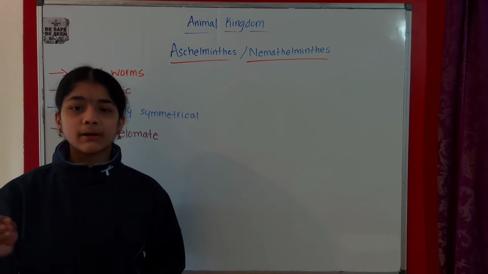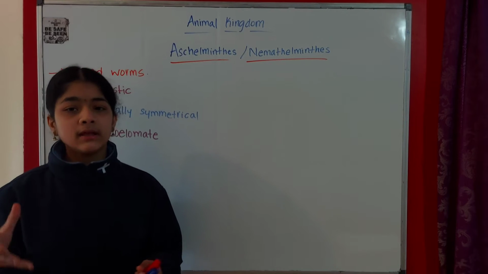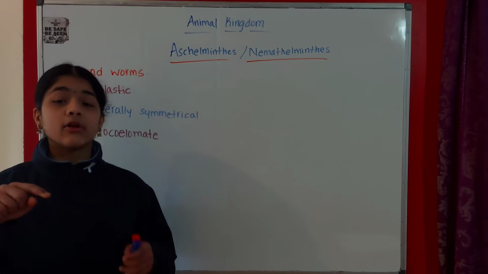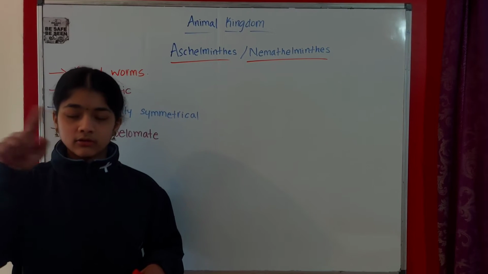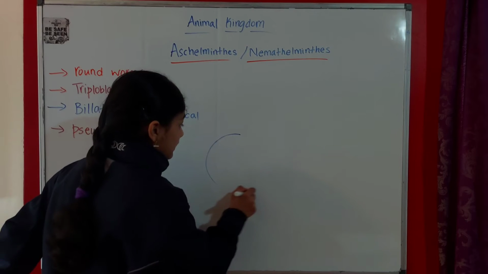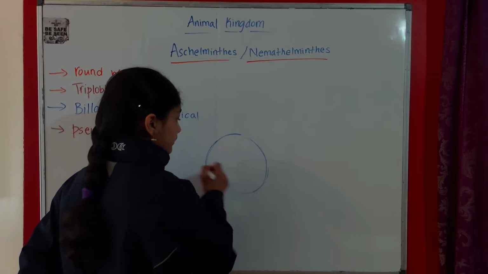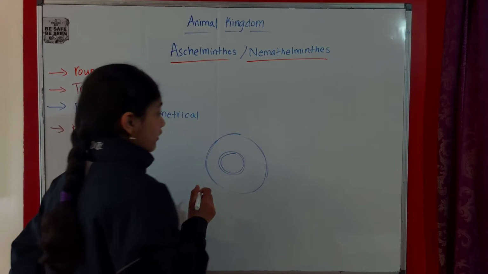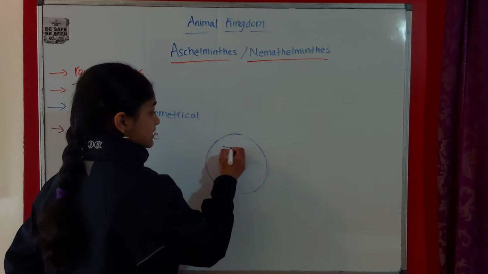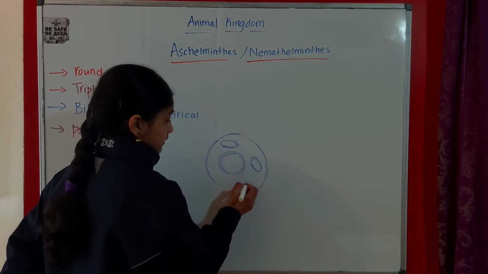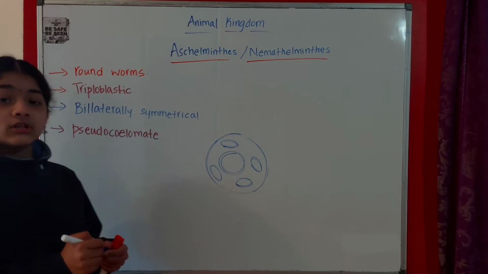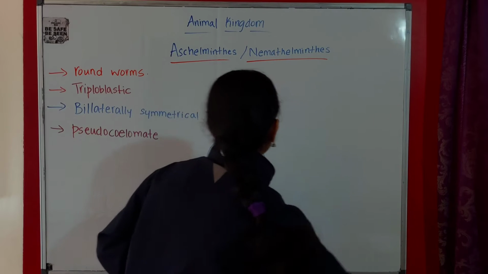There are scattered pouches of the mesodermal layers or cells present inside the cavity. They are not properly lined across those layers. If we draw it, they are not exactly lined along the layers. They are just scattered pouches like this. Somewhat like this. These are pseudocoelomate animals.